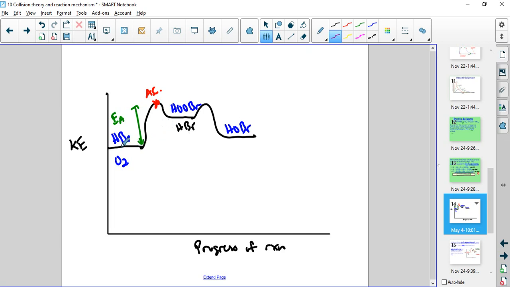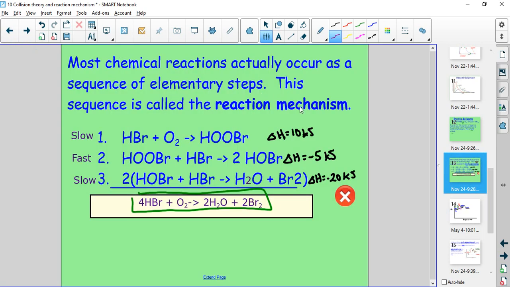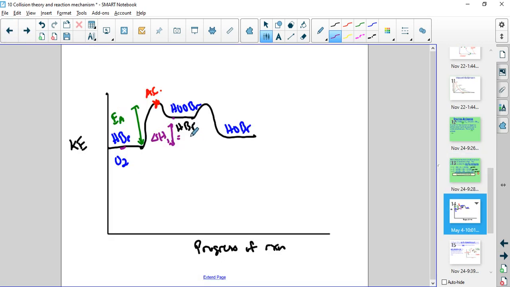This difference in our first reaction from here to here, this is our first enthalpy. Difference in enthalpy, enthalpy 1. And in our case, I believe that is 10, that made up number there, 10. Okay, and now from here to here, let's just try to keep this as neat as I can. Our second enthalpy is going to be -5 kilojoules.